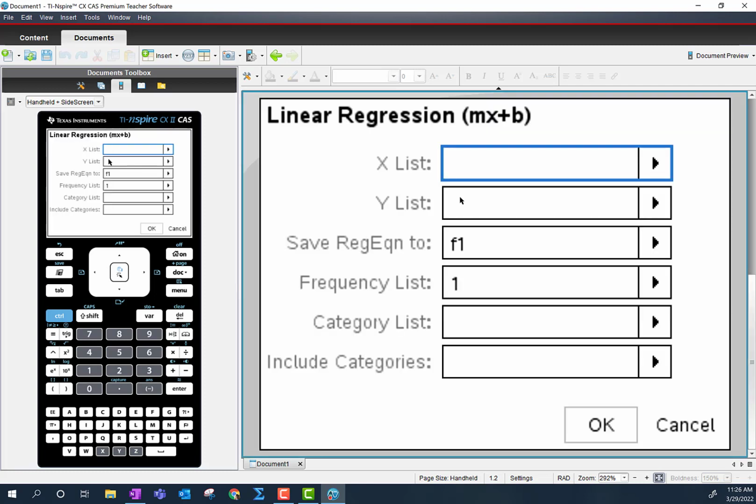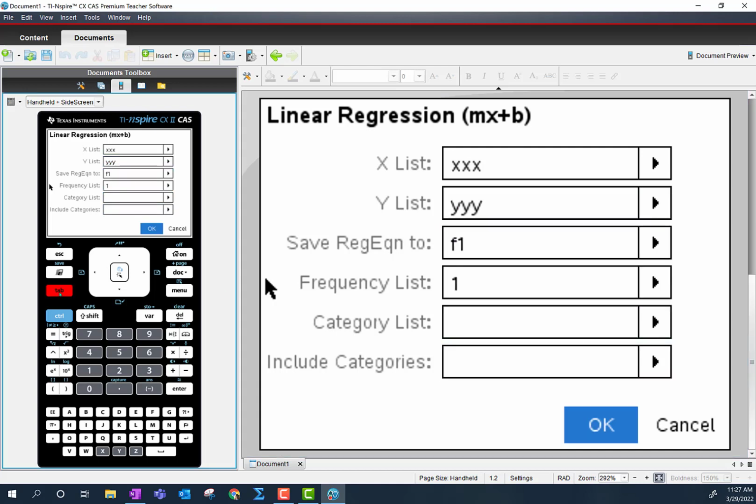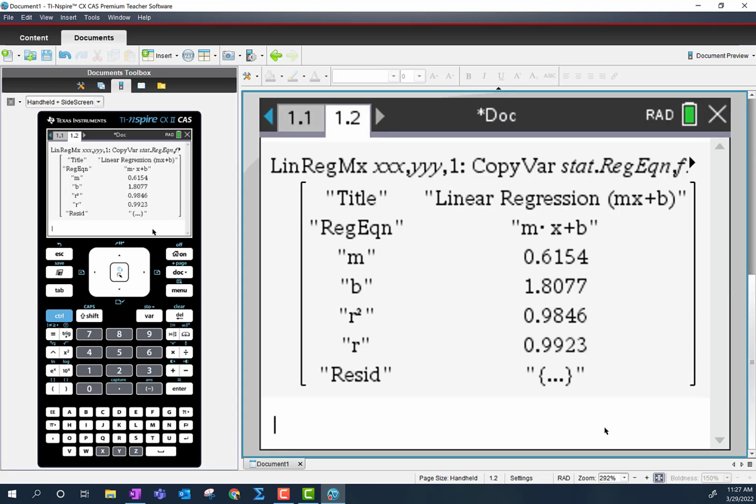Okay, so here we go. Our x list, remember you have to go over here to this arrow and then highlight the x list I named, x. And then the Y list, okay? And then this is just where it's going to put our line, once it calculates it, in F1. So I'm just going to tab down here to just okay it. So, all right, so let's write this down. So our slope is 0.6154. Our B is 1.8077. And our R is 0.9923.